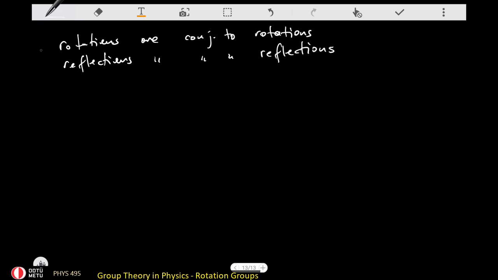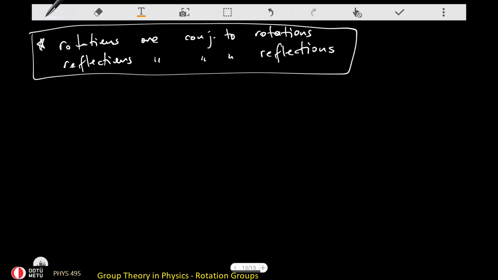Rotations are conjugate to rotations, and reflections are conjugate to reflections. But which rotations are conjugate to which ones? We can also say it like this. Let's start with the rotations. So r theta is equal to z times r phi z inverse, or something like that. So let's say that we have this kind of a conjugacy relationship.